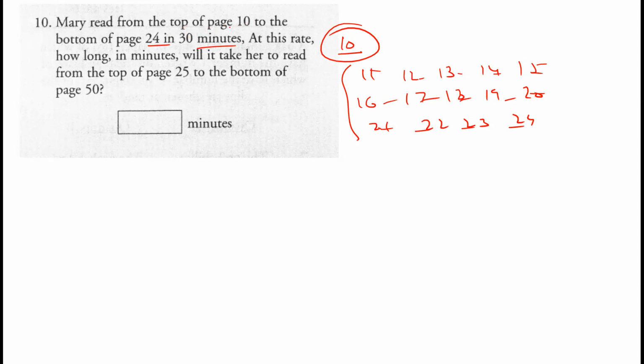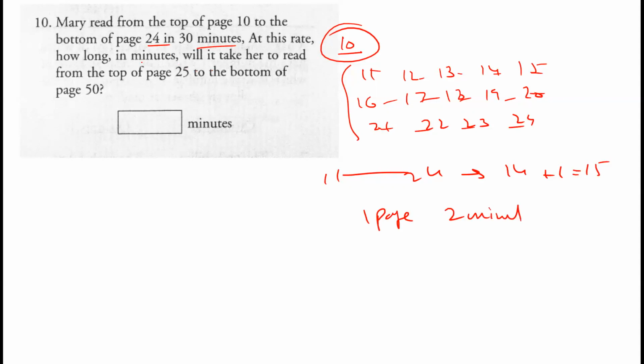Mary read from the top of page 10. So from 11 to 24, we have 14 pages plus the 10th page she read, so the total number of pages she read is 15. So she read 15 pages in 30 minutes. So one page takes 2 minutes.